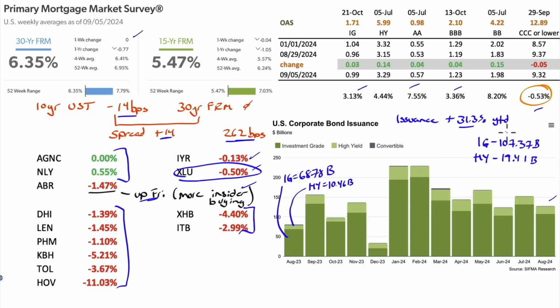Year to date, issuance is 31.3% over the year before. Investment grade for August was 107 billion. Last August, investment grade was only 68 billion, and high yield was 19.4 billion. Last August was 10.4 billion. You will have rates coming down, and you have had yields coming off the long end of the curve, with credit spreads remaining fairly tight.